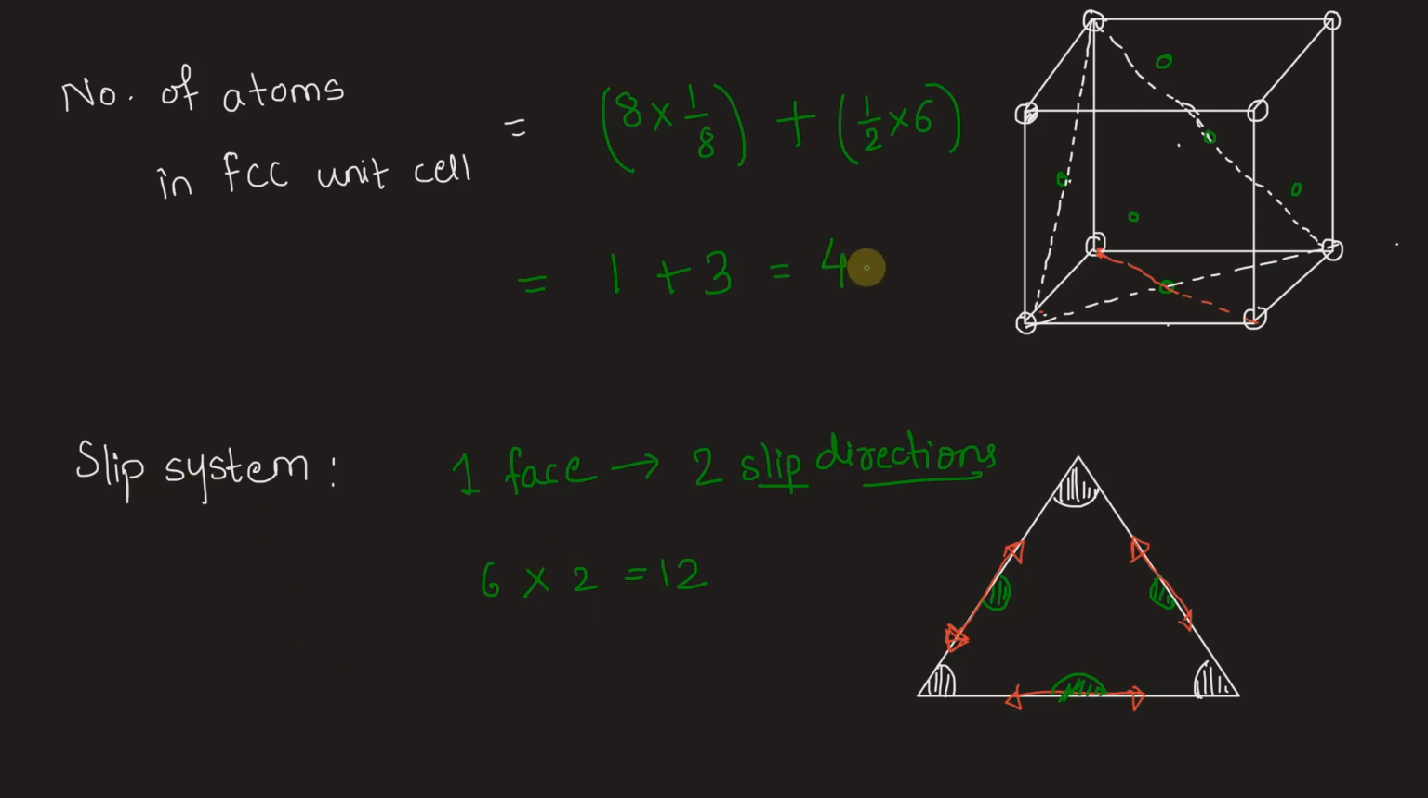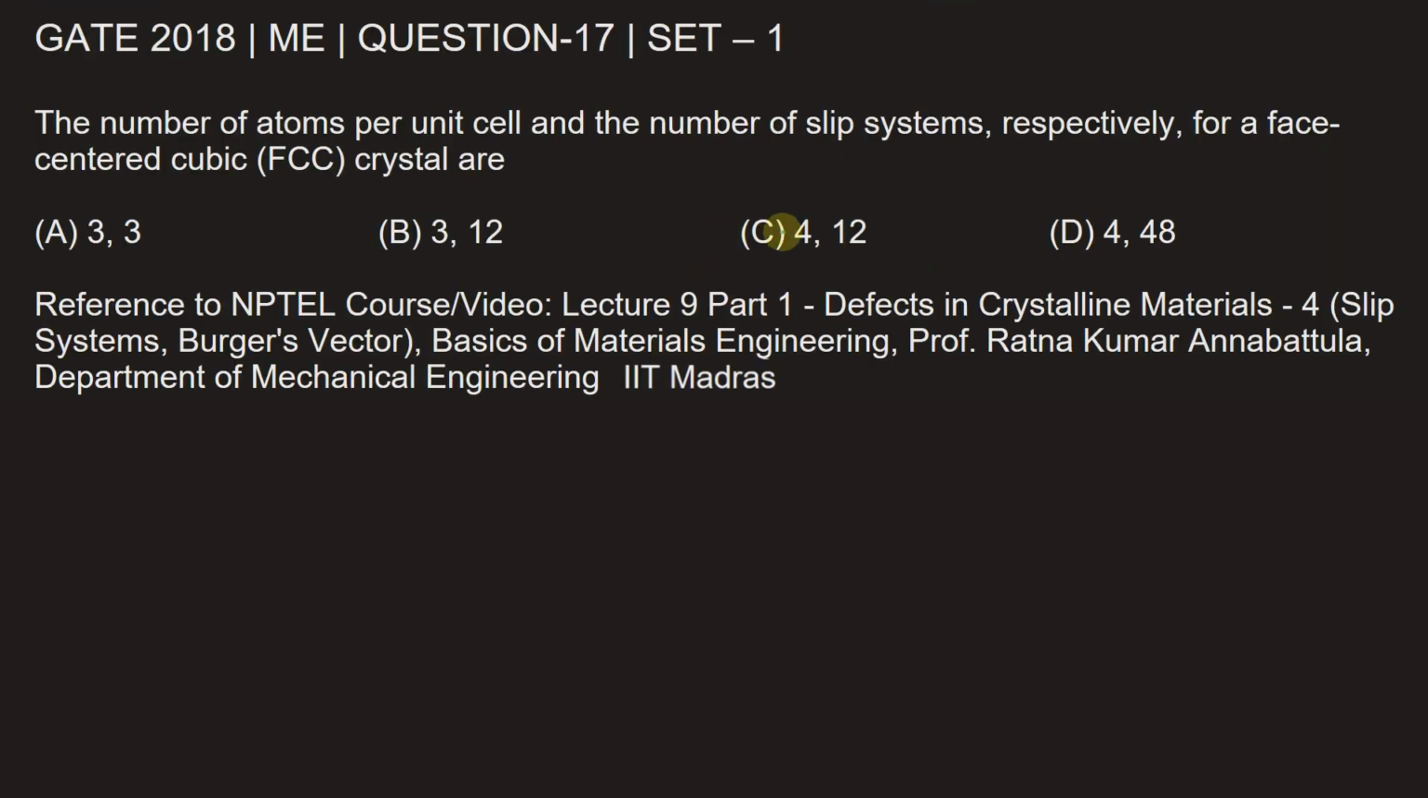So 4 is the number of atoms in an FCC unit cell and 12 is the number of slip systems. Let's go back and mark the correct option. We have 4 and 12 given in option C. Option C is the correct one.